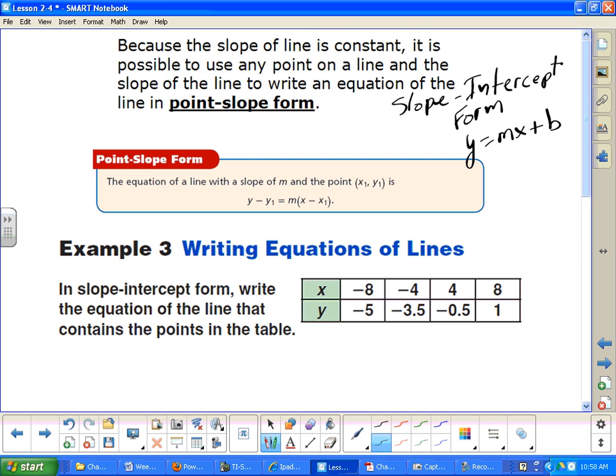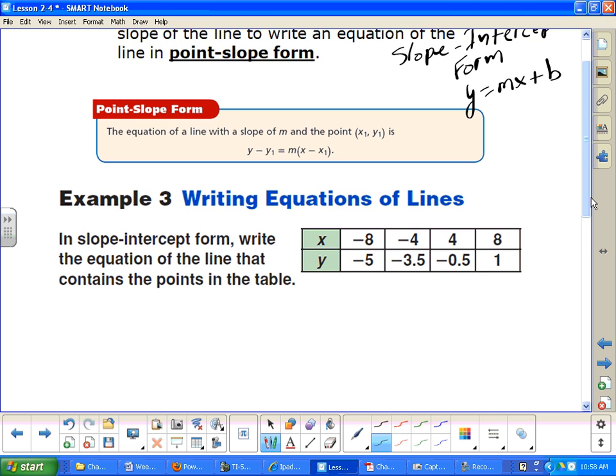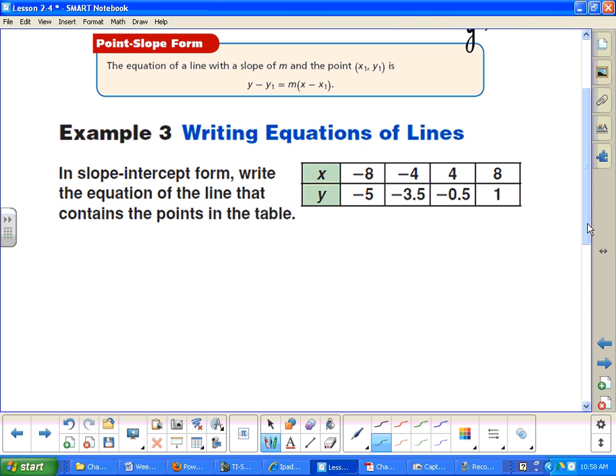So anytime we're given 2 points, we can find the equation of the line using point slope form. The only thing is we need to find the slope first. So here we have a set of data, and they want us to find the equation of this line. So to use point slope form, we need 1 point and we need the slope.